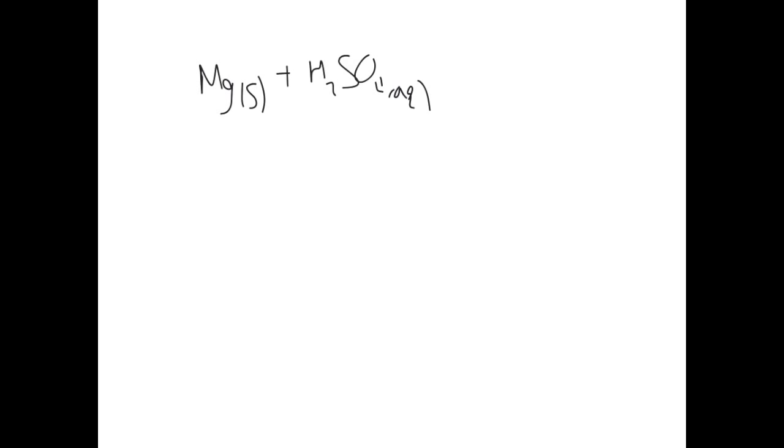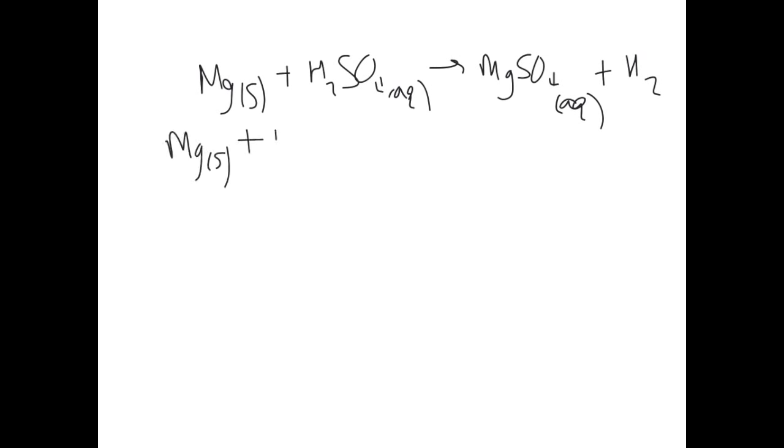And that's going to form the salt, which we know is magnesium sulfate, which is MgSO4, which is aqueous, plus a gas, which is going to be H2. So now we need to separate this into its ionic equations, and the way we're going to do that is by writing out all the ions present. Magnesium, we have to keep the same because it's a solid. Sulfuric acid, we can break up into H+ ions and SO4 2- ions, and they're both aqueous.